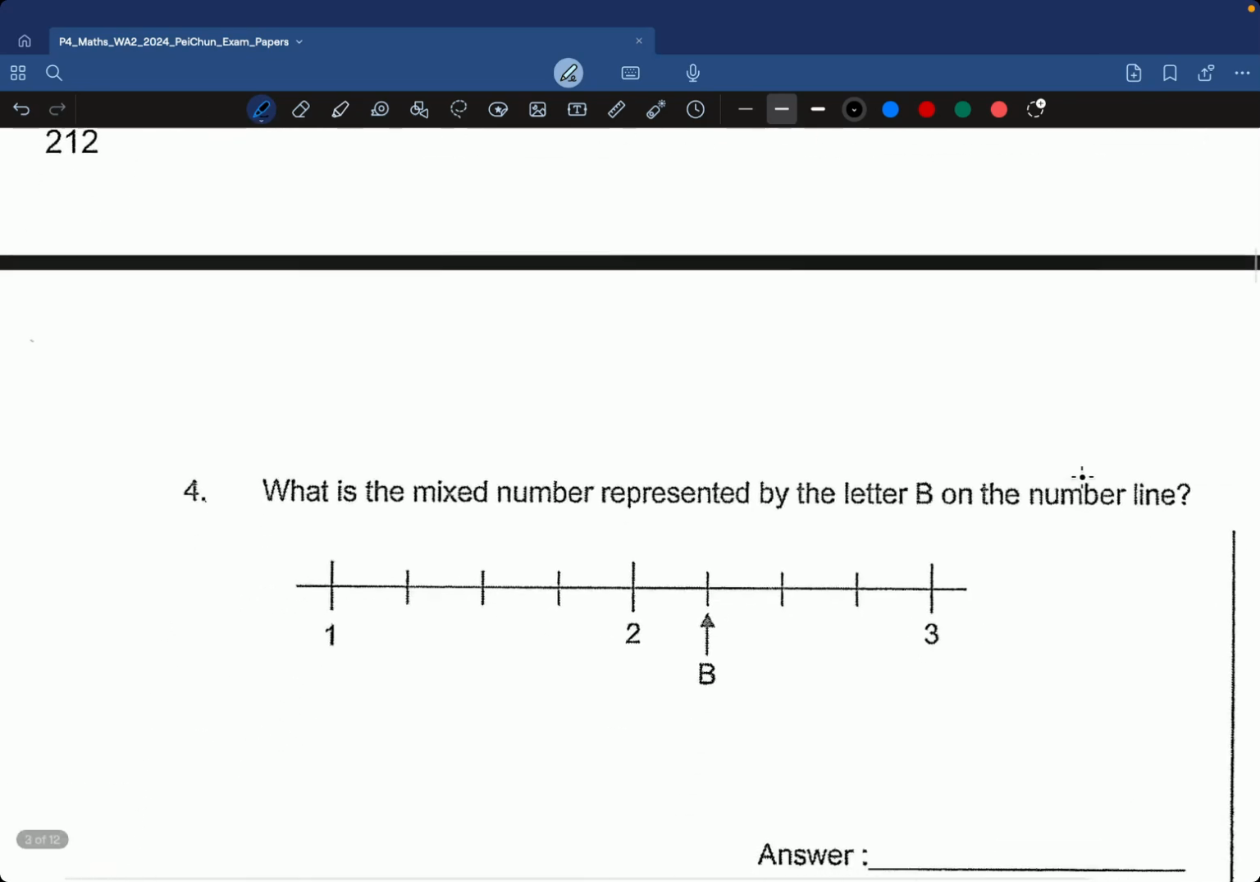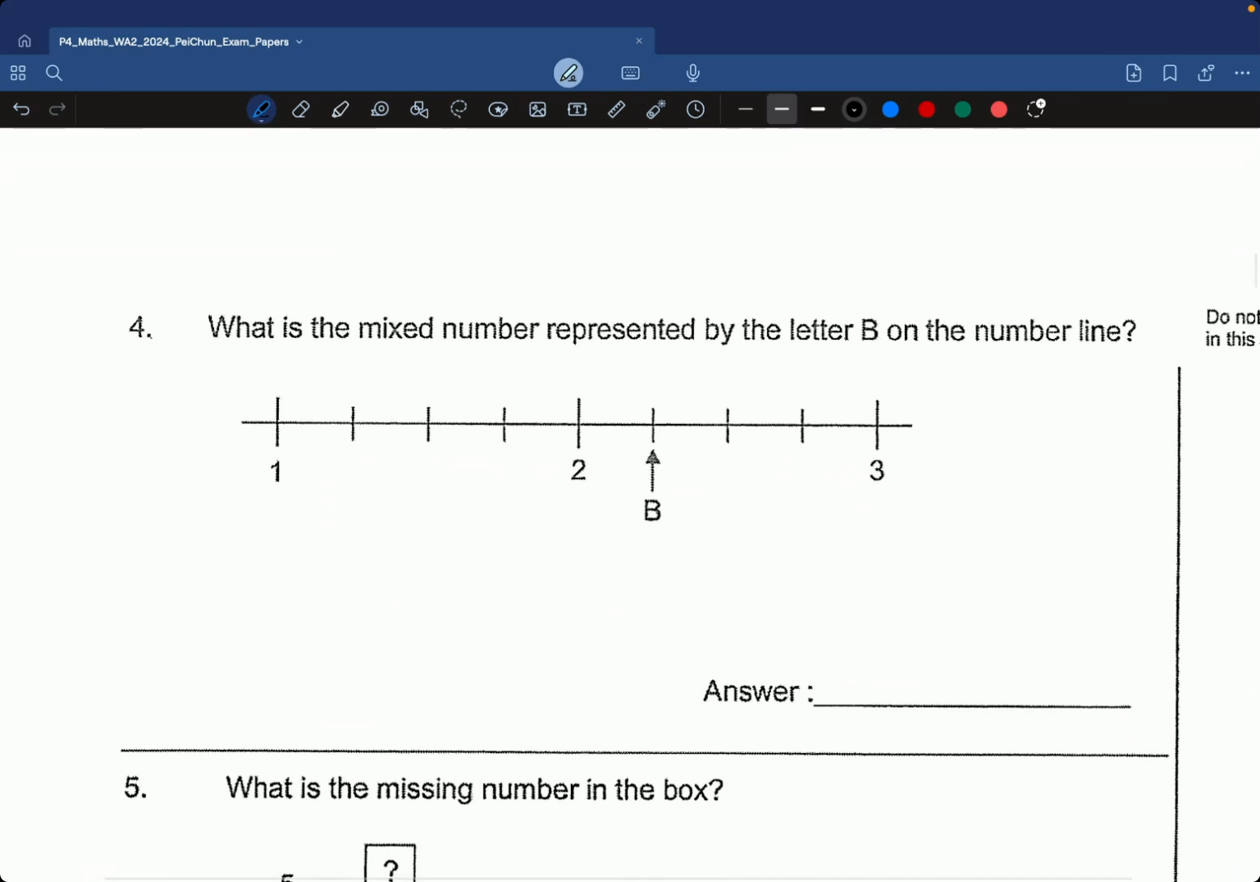Question 4. It says, what is the mixed number represented by the letter B on the number line? You have this B that's in between 2 and 3. So you roughly know the whole number is 2. But what is the fraction part?